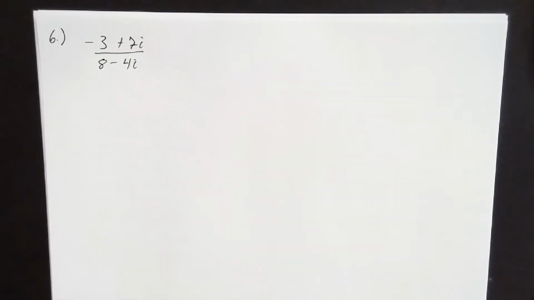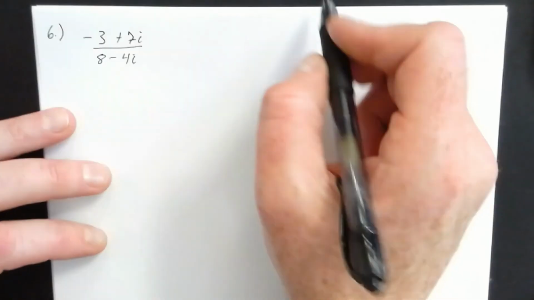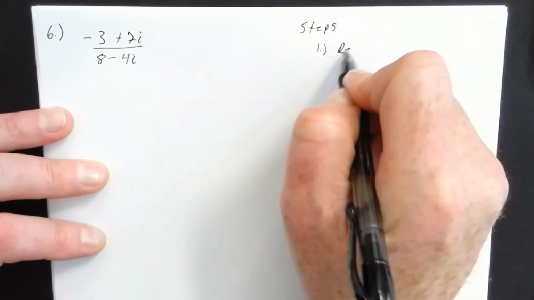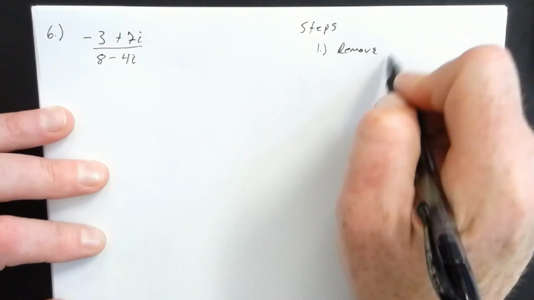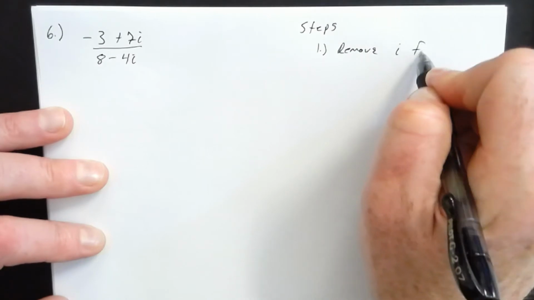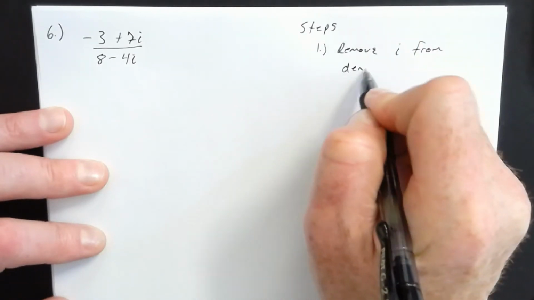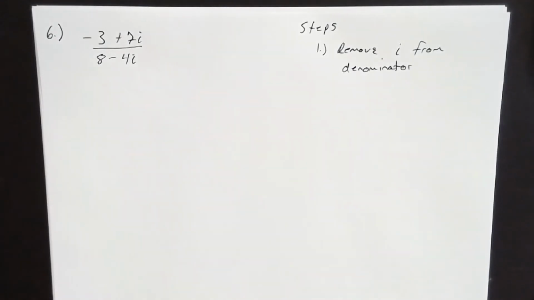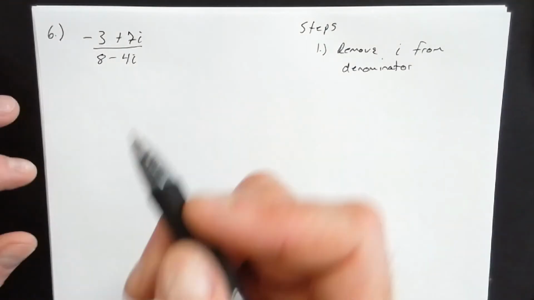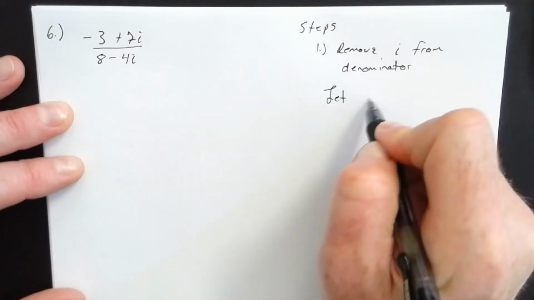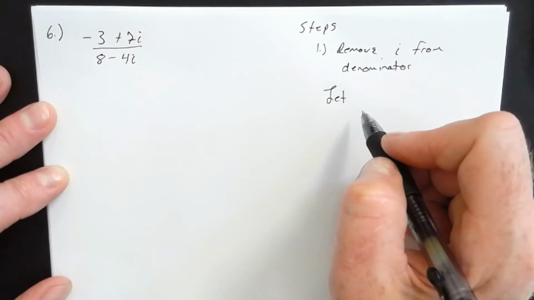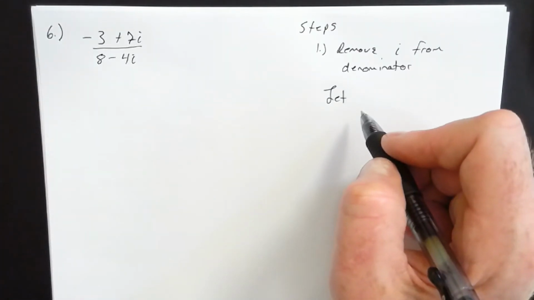What's our objective? Get the i from the bottom. Get the i out of the denominator. So remove i from the denominator. How are we going to do that? Multiply by 1. Not negative 1. Multiply by positive 1.